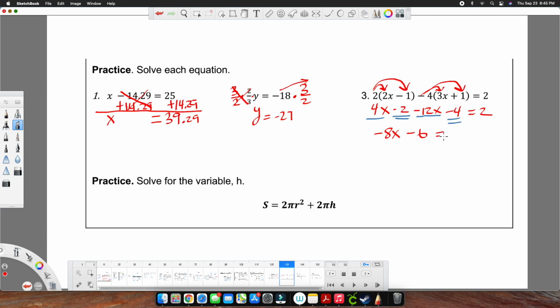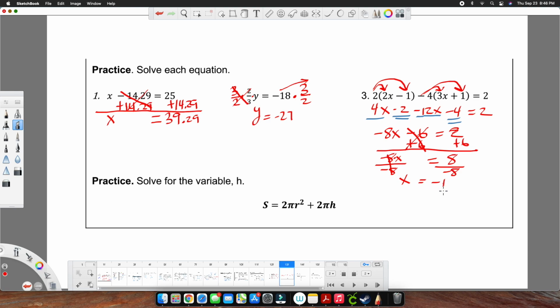All right, now we've simplified and we're going to start to solve. Now I can ask the question, what's being added or subtracted to the variable? 6 is being subtracted, so I'm going to add 6. And bring the -8x down. 6, positive and negative cancel. This is a 2, sorry, not a z, that kind of looks like a z. 2 plus 6 gives me 8. Now I'm multiplying by -8, so I'm going to divide. Anything divided by itself is 1. And so x equals -1, because 8 divided by -8 is -1.